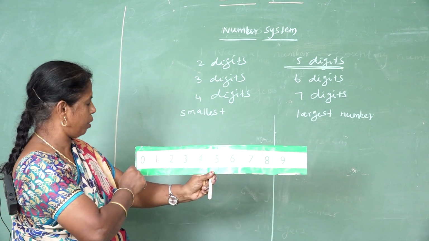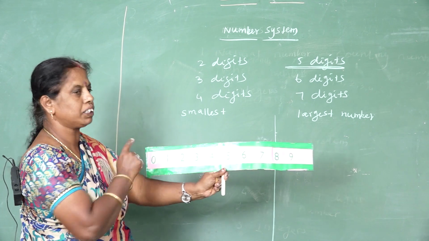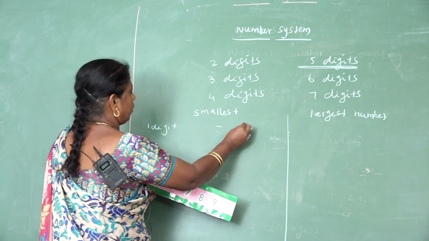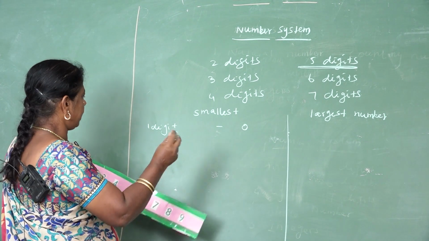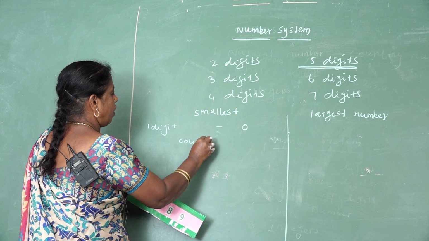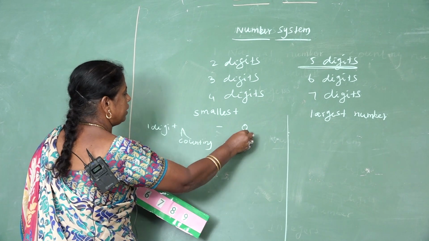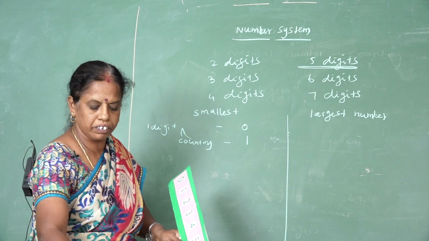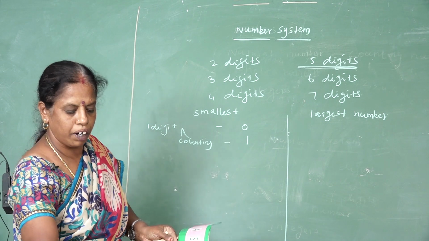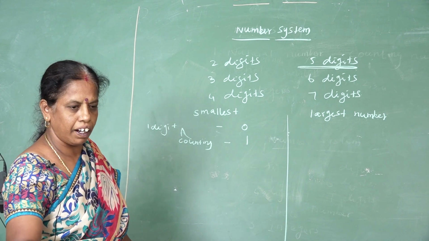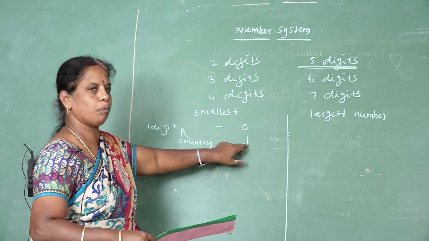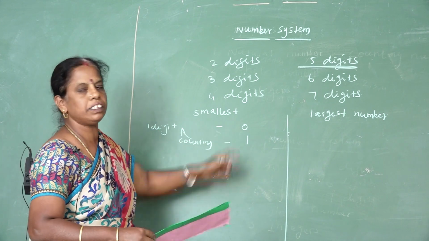From the 1 digit numbers, which is the smallest 1 digit number? The smallest 1 digit number is 0. But in counting, the smallest 1 digit number is 1. For example, if I give some objects to you, how do you count? 1, 2, 3, 4. From 1 onwards you start. Are you starting with zero? No. So, the smallest counting 1 digit number is 1, and the smallest 1 digit number is 0.